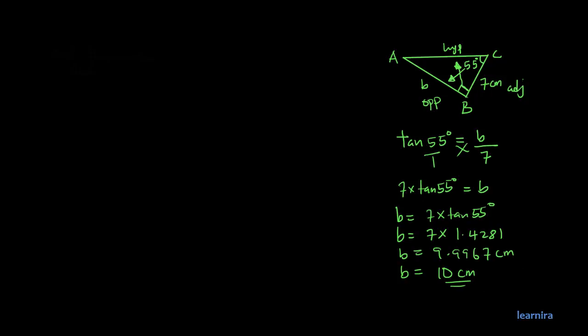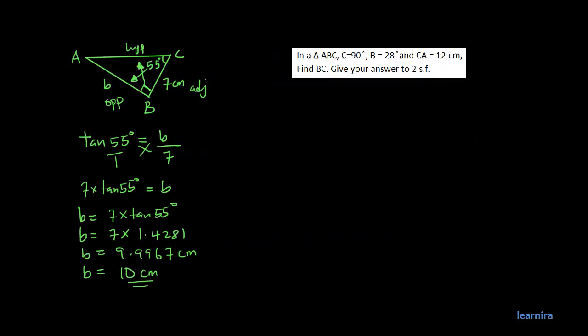Now let's try something else. What we've done is we've actually used the tan ratio to find this other side with just one side, which is not the hypotenuse, and just one angle.